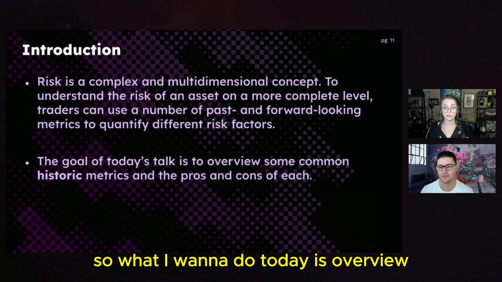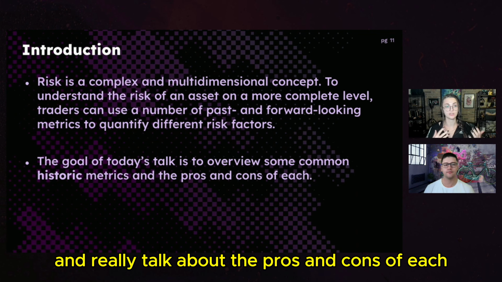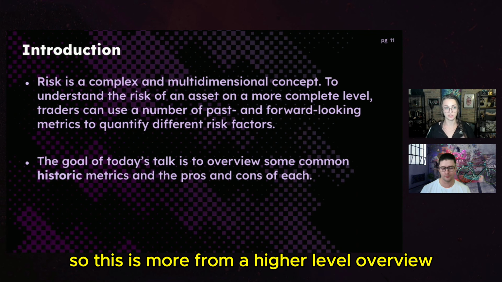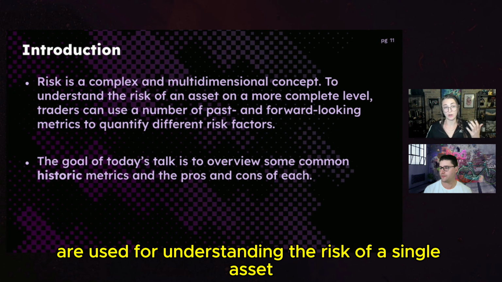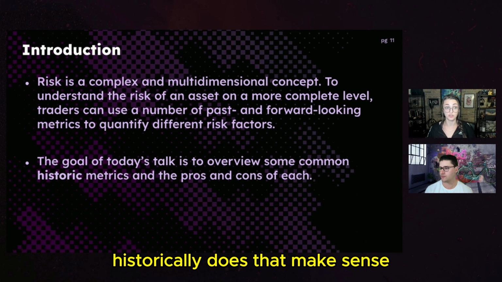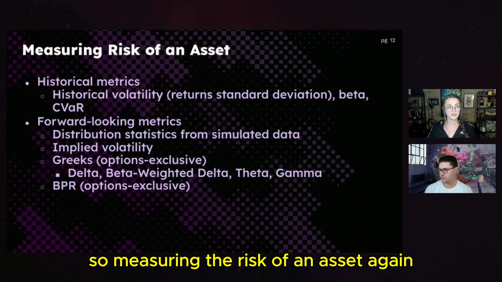So what I want to do today is overview some common historical metrics as part of the series and talk about the pros and cons of each. This is more of a higher-level overview, just to understand what some common ones are used for understanding the risk of a single asset historically. Does that make sense? Yes. Cool. Okay, so measuring the risk of an asset.